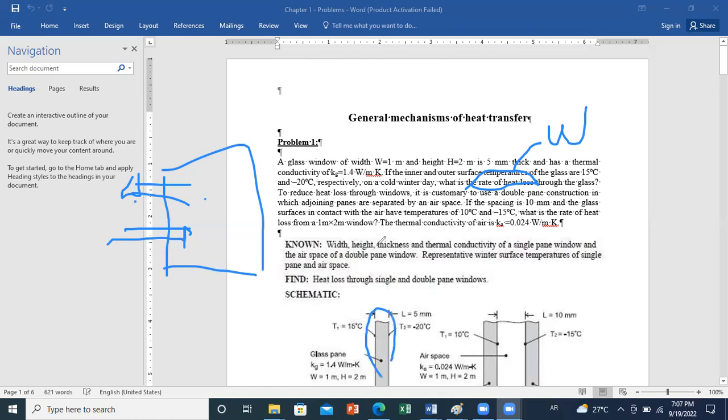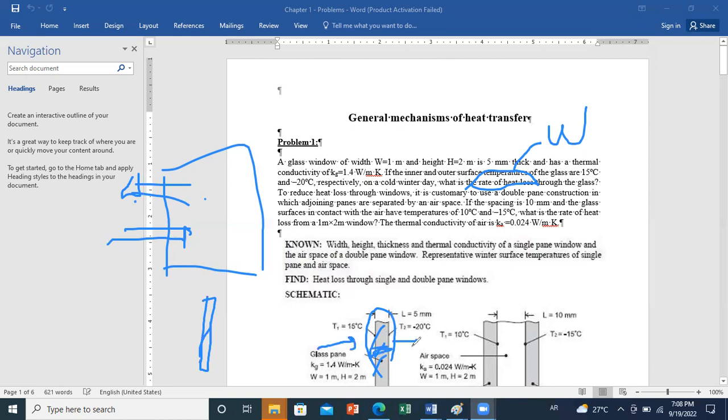As you can see here, single glazing in general is not a good approach, because it will be characterized by a high value of heat conduction from inner to outer space. This will lead to higher heating and cooling ventilation loads. So first we want to calculate the rate of heat loss through the glass in case we have a single glazing window. In this case we just have one layer, so conduction will take place through this layer.